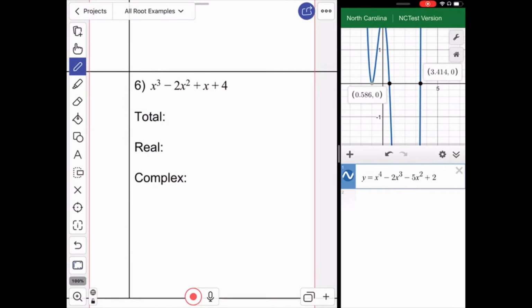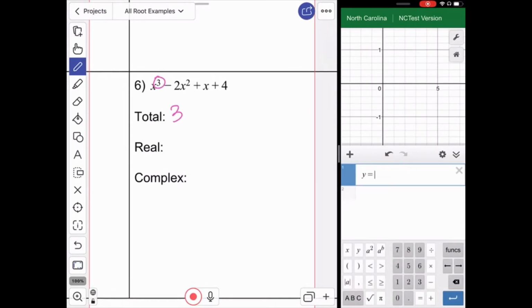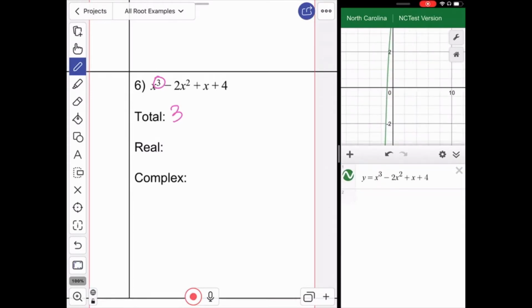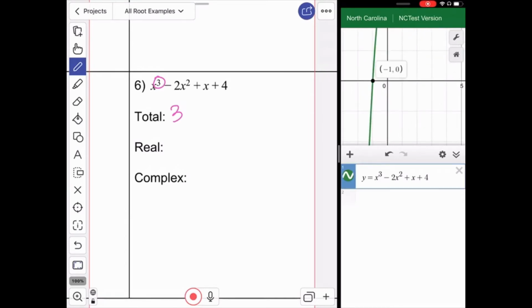And for our last example, just telling the total, how many real, how many complex, I have 3 total. Out of my 3 total, I have x to the third minus 2x squared plus x plus 4. I'm going to zoom out just to make sure. I see that it's crossing that x-axis 1 time. So it's 1 real root because it's got single multiplicity, but I need a total of 3. So I'm going to have 2 imaginary roots as well.